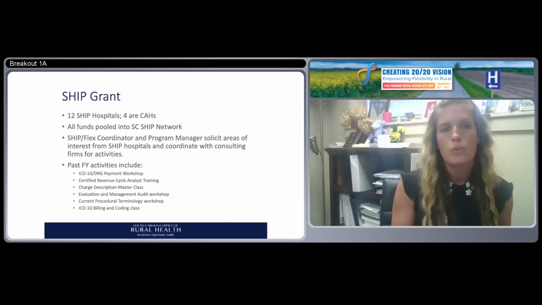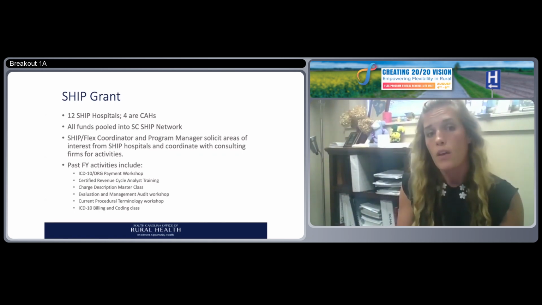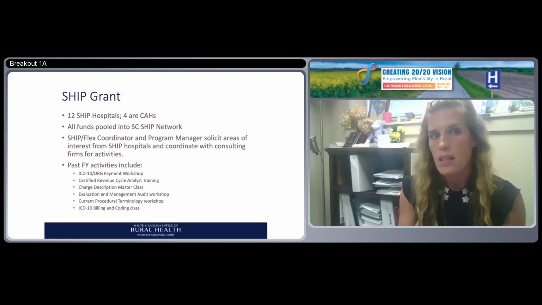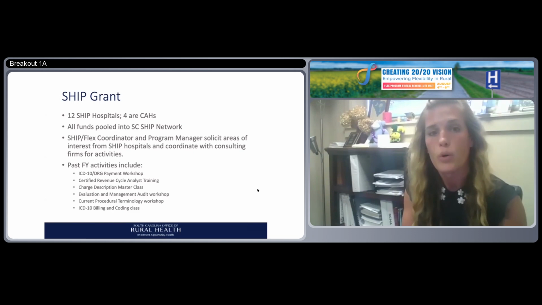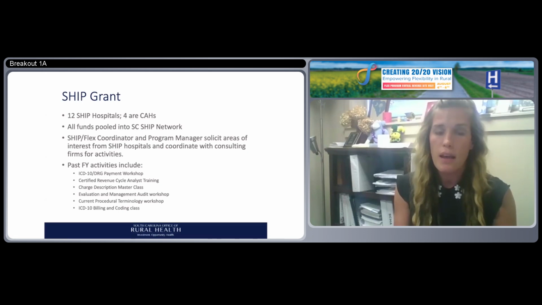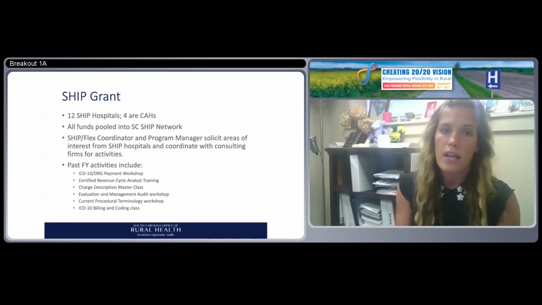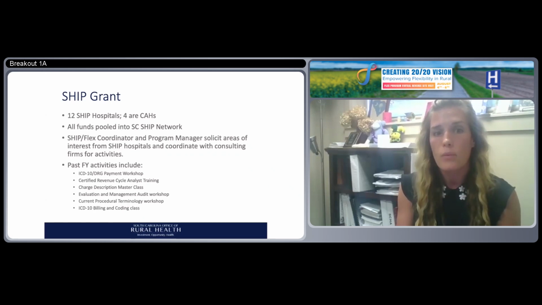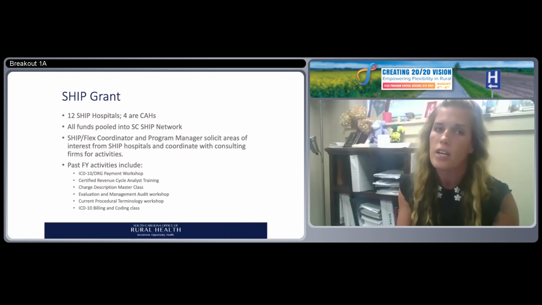The SHIP COVID funds really helped us open doors for other hospitals that haven't participated in the SHIP grant prior. So we have 2 additional hospitals that meet the criteria for being eligible for the SHIP grant, which we're really excited about. So past activities included a lot around certified revenue cycle analyst training. We've done a lot around ICD-10 billing and coding classes, and a lot of these trainings have really been tailored towards our provider-based RHCs. So, next slide.